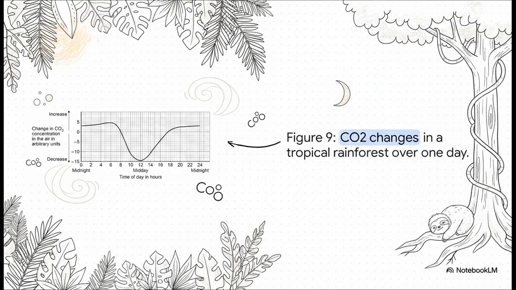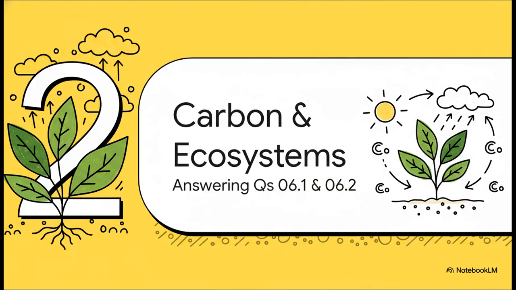Now, the first rule for any data question is simple. Read the axes. On the bottom, we've got the time of day, and on the side, we have the CO2 concentration. You can almost see the forest breathing in and out. Okay, time to put that graph to work. This first chunk of the question is all about the carbon cycle. It's really testing if we understand just how much these huge forests affect the very air we all breathe.